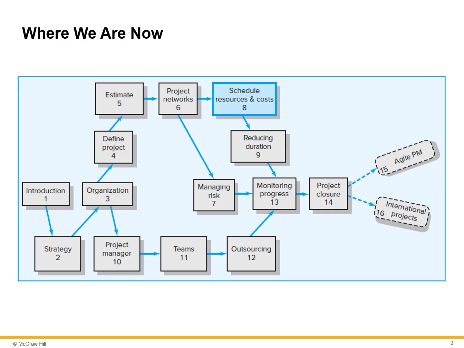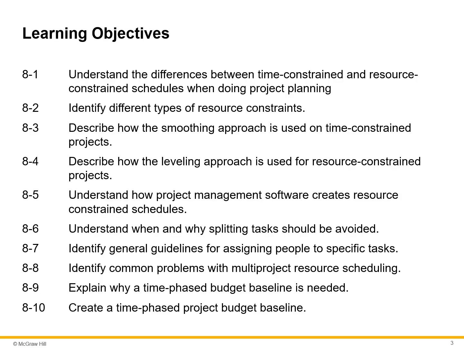Here is the course map. We're approaching the midpoint of this course, marking a key stage in your study. The learning objectives include quite a lot of specific issues: understanding the differences between time-constraint and resource-constraint schedules, identifying different types of resource constraints, understanding how project management software creates resource-constraint schedules, identifying some general guidelines for assigning people to specific tasks, and finally, creating a time-phased project budget baseline.